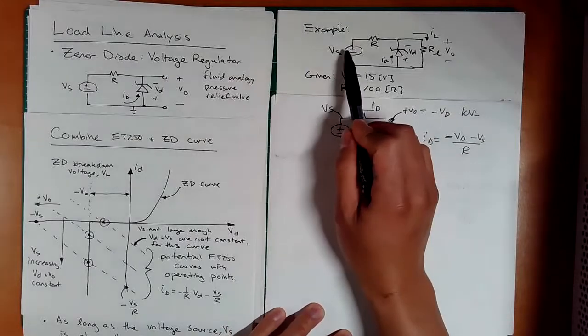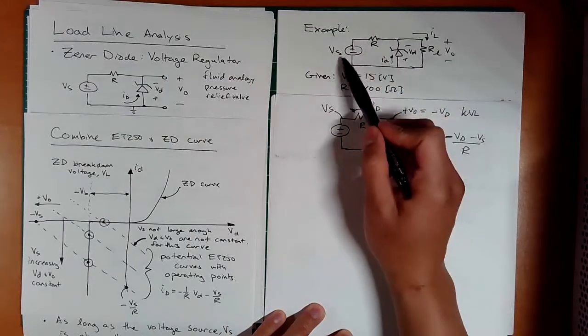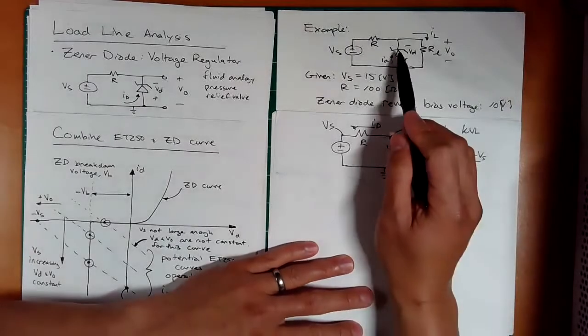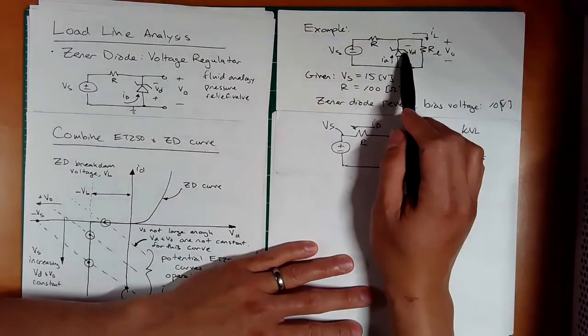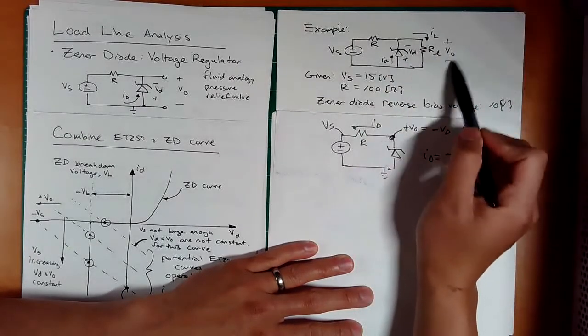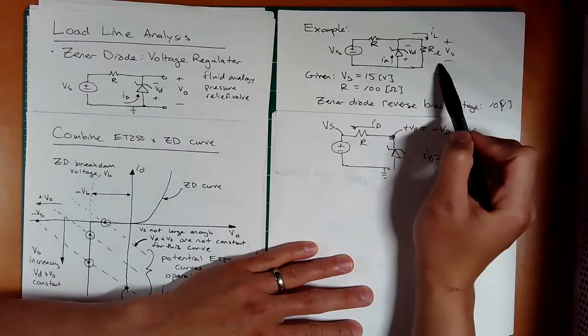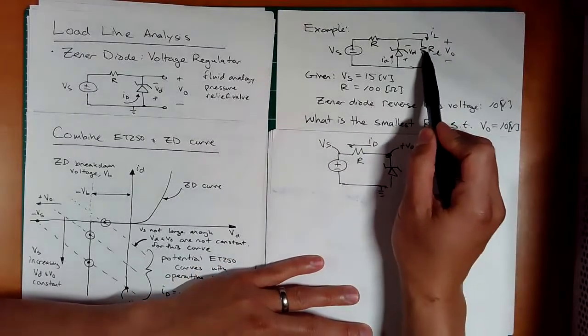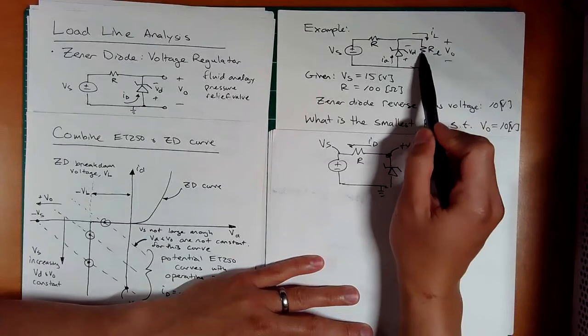Now let's say we have some numbers on here. This is 15 volts and this is 100 ohms, and let's say the Zener diode reverse bias voltage is 10 volts. That means we want this thing to be regulated at 10 volts. Now the question is, what is the smallest load resistance such that this is 10 volts?